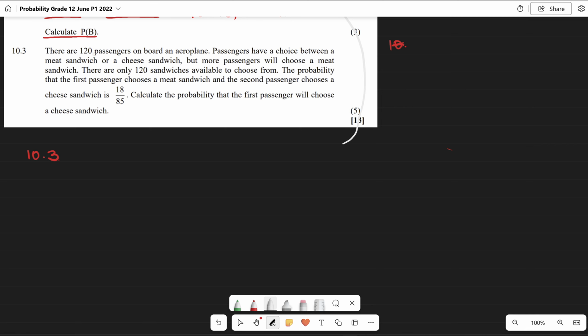They're saying that there are 120 passengers on board an aeroplane. Passengers have a choice between a meat sandwich or a cheese sandwich, but more passengers will choose a meat sandwich. There are only 120 sandwiches available to choose from. The probability that the first passenger chooses a meat sandwich and the second passenger chooses a cheese sandwich is 18 over 85. Calculate the probability that the first passenger will choose a cheese sandwich.